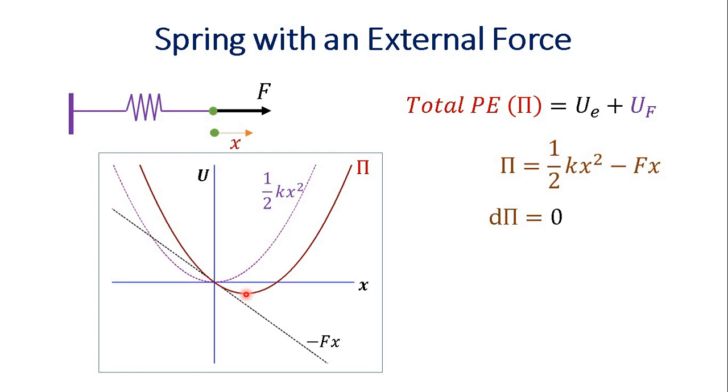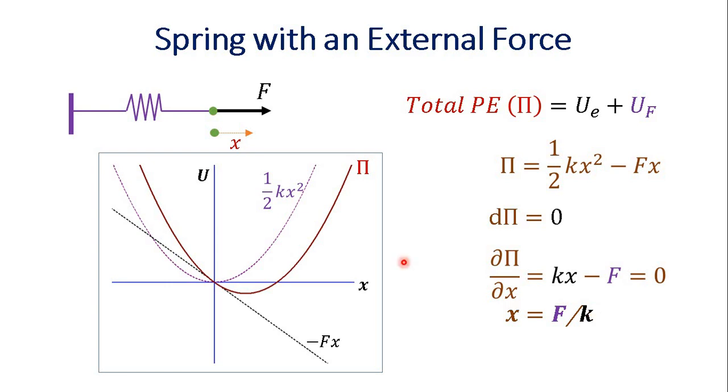If you have studied calculus, then it is not much of a big deal. So to find this x, we simply take derivative of pi with respect to our variable x. By doing so and solving this linear equation, we come to the same conclusion that we have derived from force balancing equation, right? The displacement is F over K.